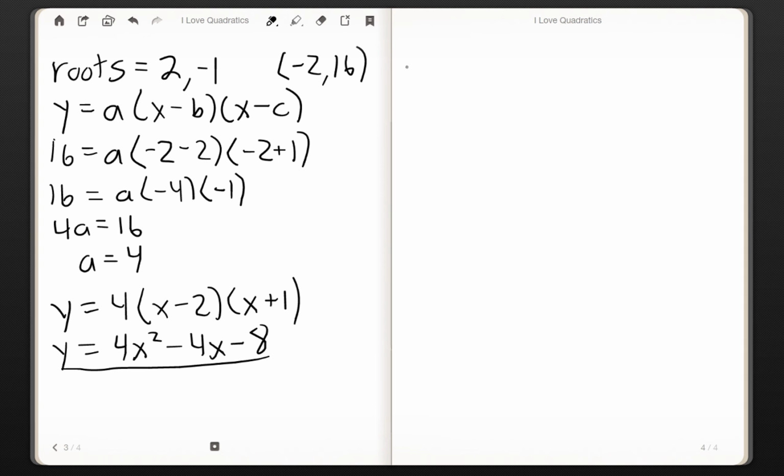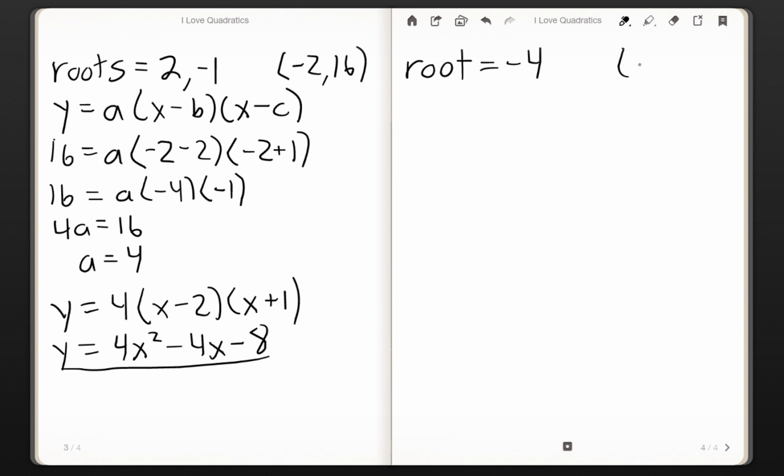Okay, now we're going to do a different kind of parabola. We're going to do a parabola that only has one root, and that one root is negative 4. And we know that it passes through negative 7, 3.